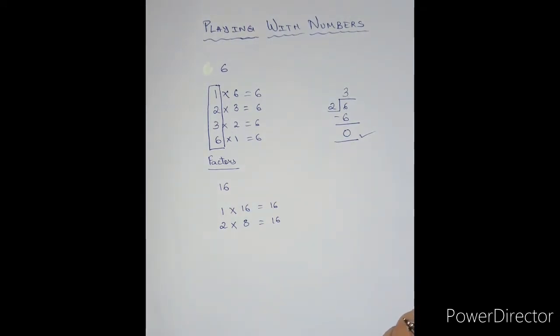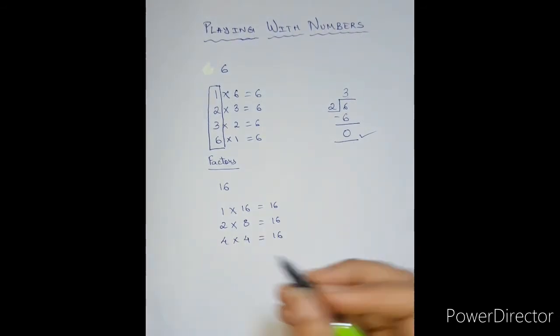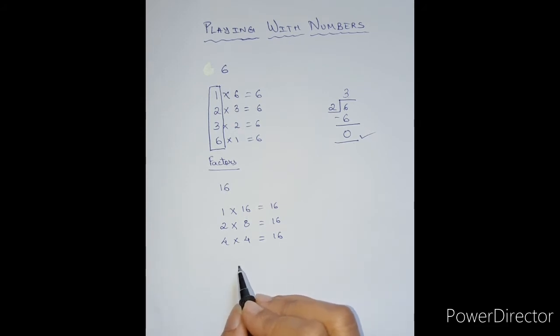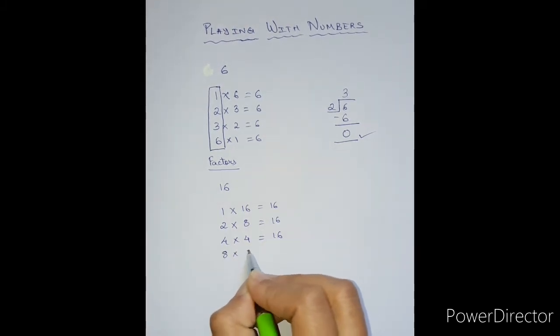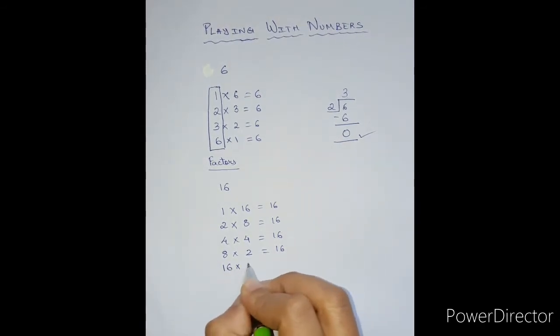Next table of 3, 3 5s are 15, 3 6s are 18, no 16 in it. What about table of 4? 4 4s gives us 16. Then 5, 5 2s are 10, 5 3s are 15, 5 4s are 20, no 16 in it. Then 6 1s are 6, 6 2s are 12, 6 3s are 18, no 16. 7 1s are 7, 7 2s are 14, 7 3s are 21, no 16. 8 1s are 8, 8 2s are 16. Yes, table of 8 carries 16. And last we have 16 1s are 16.